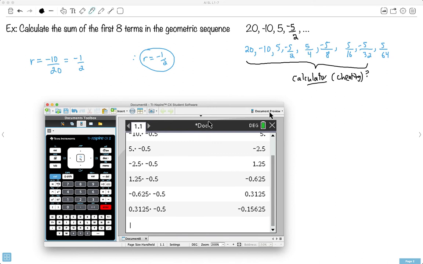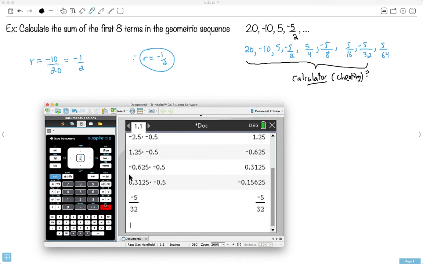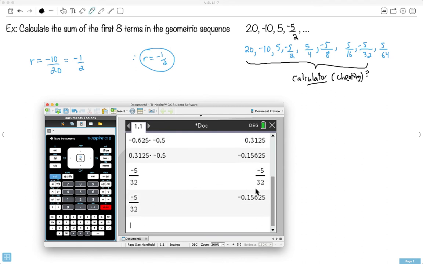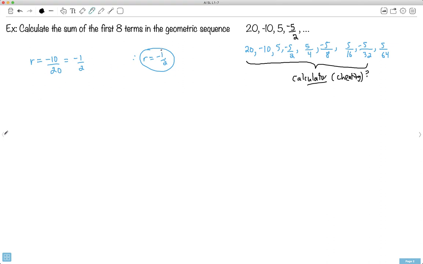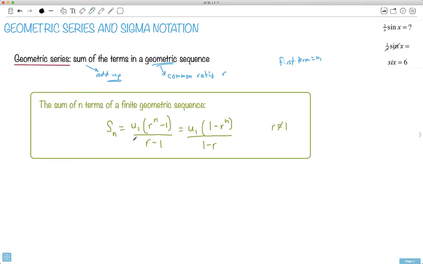That's what minus 5 over 32 is. Let's see if that's right. Minus 5 divided by 32 should be, oops, I guess I have to say approximate. Look, it's the same. So these are just the fraction forms. Let's do it properly. Let's do it formally with the equation. I just wanted to show you. You could sort of be cheap about it if you have a calculator. Let's do it without a calculator. Let's see how to do this with this equation.